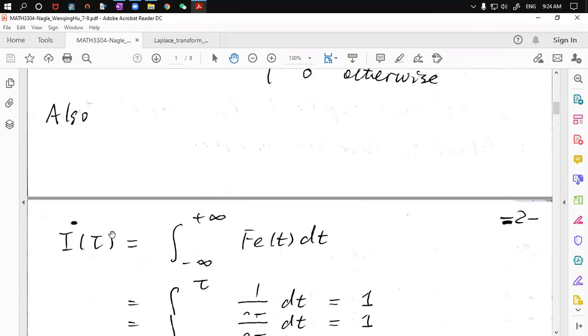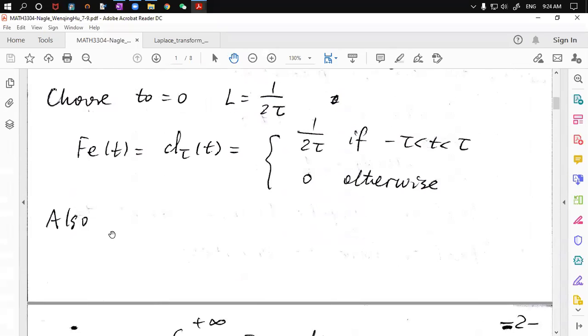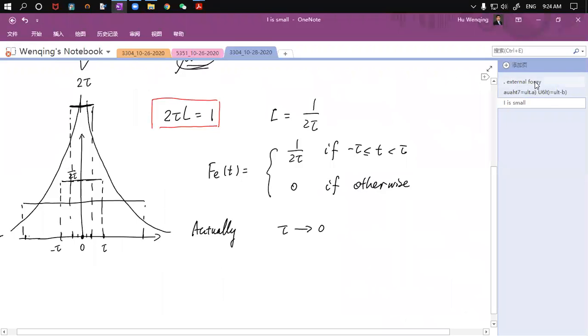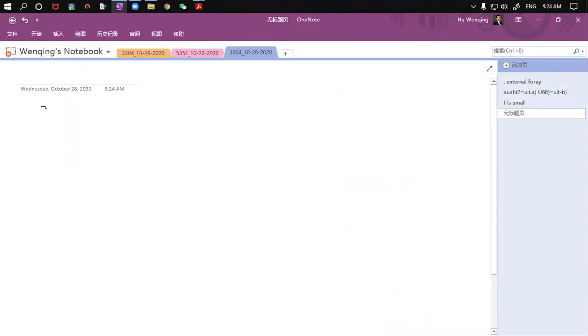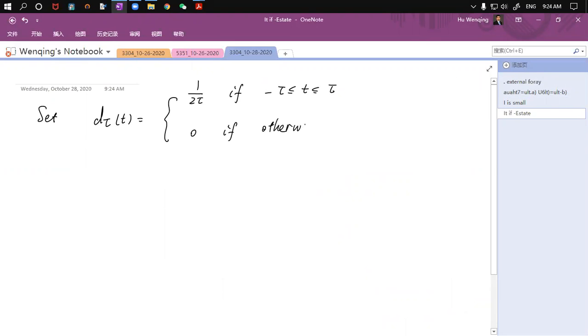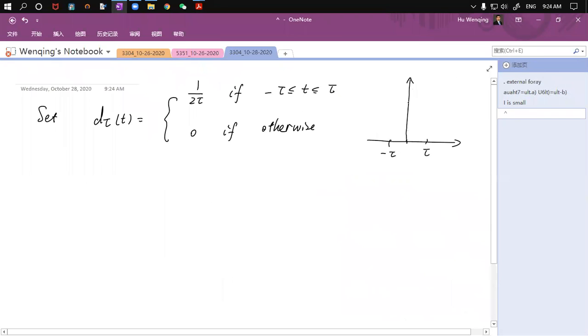So basically we're going to set the function d tau of t. It is going to be equal to 1/2 tau if minus tau is less than or equal to t, which is less than or equal to tau, and 0 otherwise. Basically, d tau of t is a function that has a magnitude, right? From minus tau to tau, the magnitude height is 1/2 tau. You're going to have a step, and besides that, it just jumps to 0. So that's the function d tau of t.